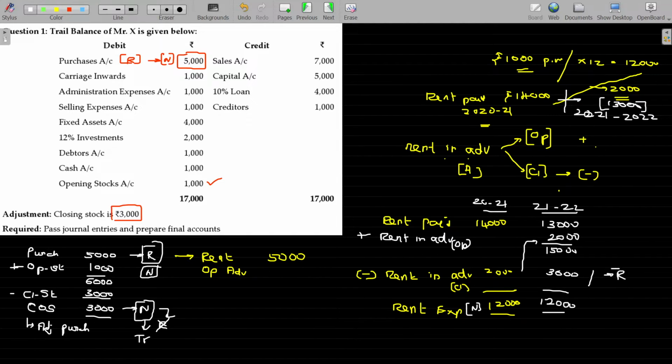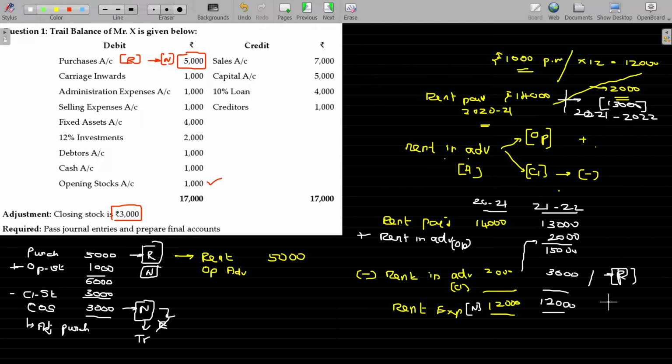This will always be a real account. You should not ask me questions again. Sir, house rent account? It's not a real account, it's a personal account. Okay, it's a personal account. Asset account, representative personal account. This is called a representative personal account. Rent in advance means it represents the landlord to whom we have paid in advance. So it's called a representative personal account.